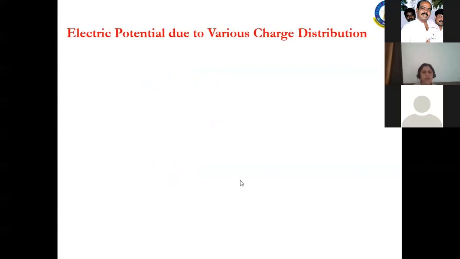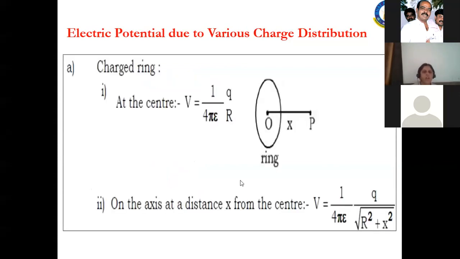So next, electric potential due to various charge distributions. Continuing on a charged ring. See this kind of ring, charged ring. In the previous slides we have seen the electric field. Here is the expression for electric potential. So electric potential at the center of the charged ring is V is equal to 1 by 4 pi epsilon naught Q by R.